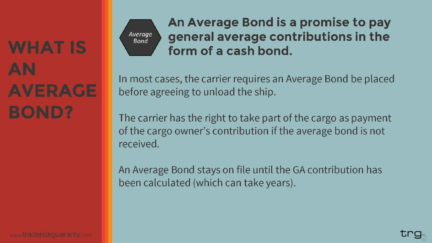As stated previously, this average bond is a cash bond the cargo owner must place and keep in place until the general average contribution has been calculated and paid. This means that the cash amount that is placed can be held for 5 years in some cases. So it's important to keep in mind that this is separate from your general average contribution. This is separate from any claim that arose from this event. This is literally just a bond that's promising to pay your contribution when it has been calculated, and it stays on file until that's been fulfilled.